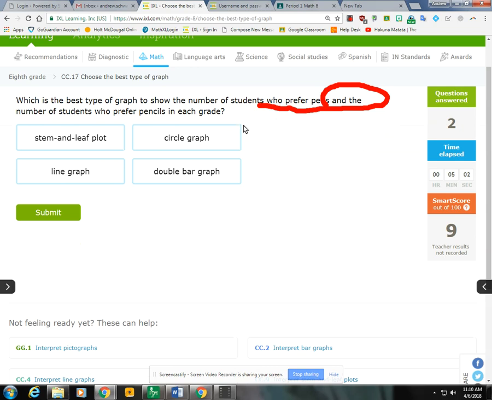Which is the best type of graph to show the number of students who prefer pens and the number of students who prefer pencils in each grade? Pens, got to be pens, not pets. What would we say? Mr. Bruce? Why?